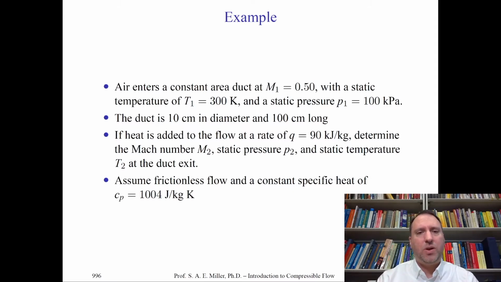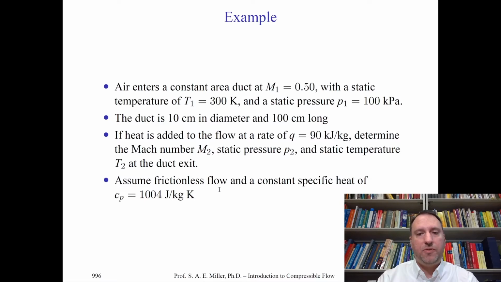What is the importance of having a diameter of 10 centimeters and a length of 100 centimeters? Think about this. Now let's let heat be added to the flow at a rate of 90 kilojoules per kilogram. So we're directly given the value of Q. We're asked again to find the Mach number M2, the static pressure P2, and the static temperature T2 at the end of the 100 centimeter long duct.